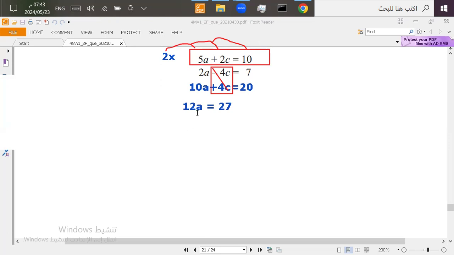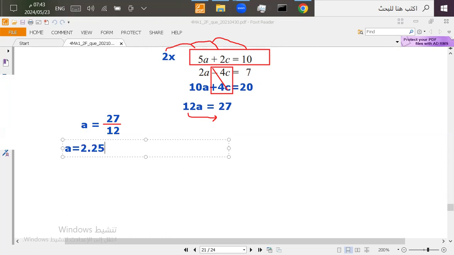Now, we need the a alone, so we need to make a the subject. It means we're going to take the 12 to the other side by dividing. So a equals 27 over 12. And by over, we mean divide. Now, let's divide this with the calculator. We can find the value of a. So 27 divided by 12, and the answer is 2.25, the value of a.